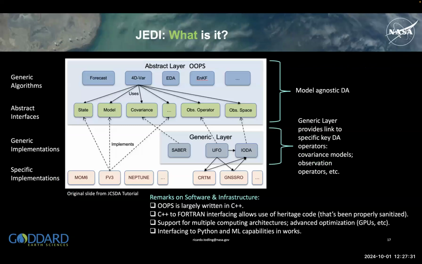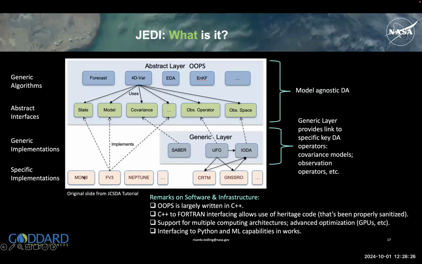So what is JEDI? JEDI, as I mentioned, is really rooted in OOPS, this Object-Oriented Prediction System. That's a C++ based generic code that provides the pieces for DA, for example doing 4D-Var or ensemble data assimilation or ensemble Kalman filter or whatever else anybody can envision. It also has abstract objects associated with the problem of data assimilation. You have a state, a model, a covariance, observation operators, observation space, etc. Those hook up to things that are a little bit more real, ultimately being the actual models that run different applications.